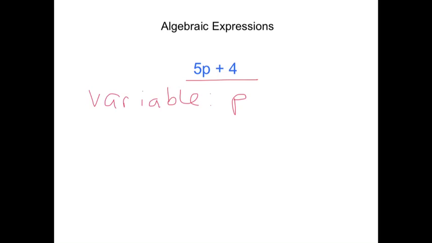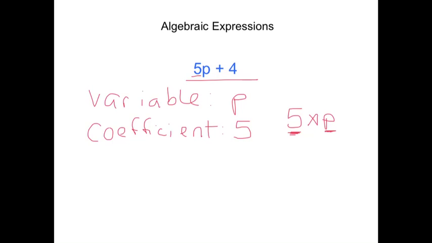Another one that we need to know is a coefficient. A coefficient is the number that goes in front of a variable. So in this case, the coefficient is 5, and because we don't see the operation between the 5 and the p, it is going to mean 5 times p. Coefficients are going to be multiplied times their variable.